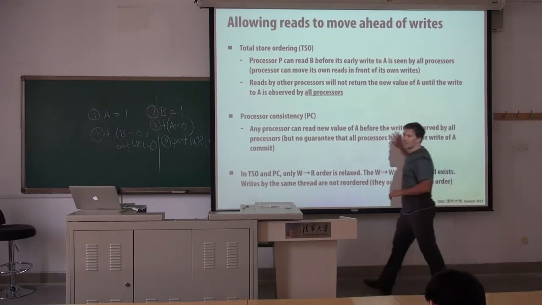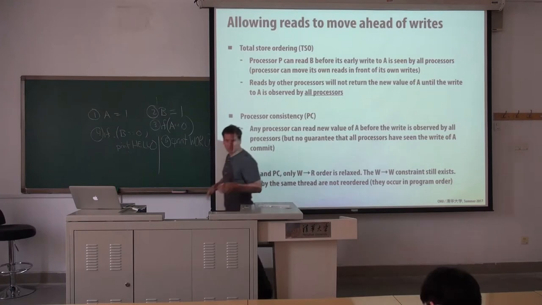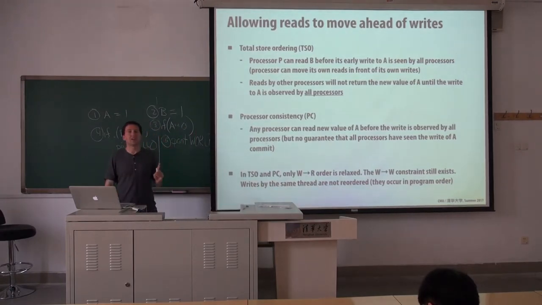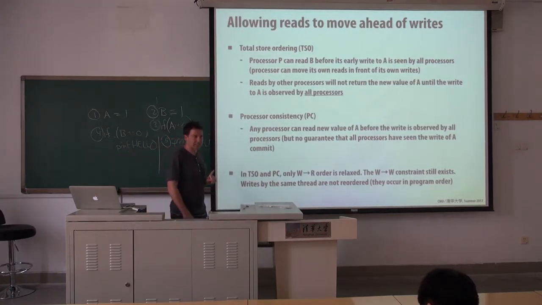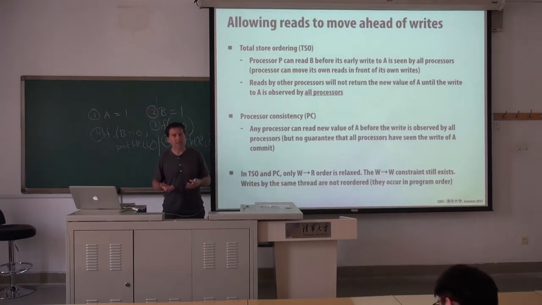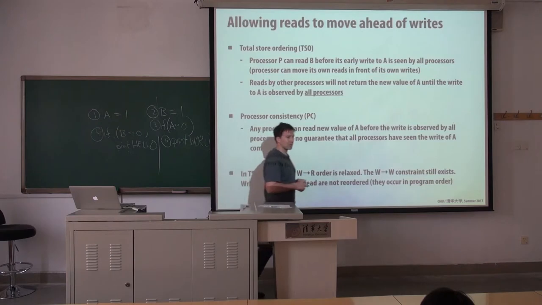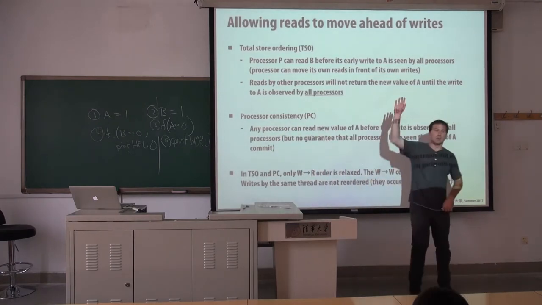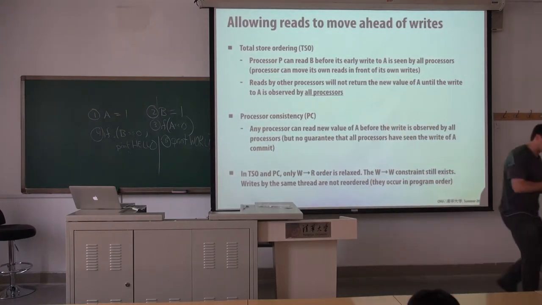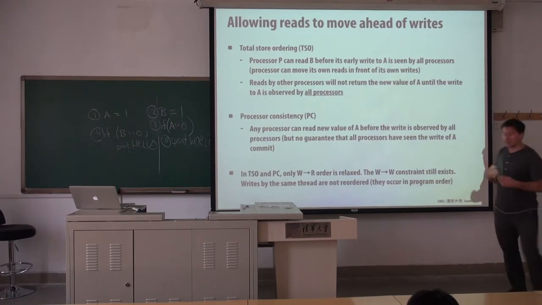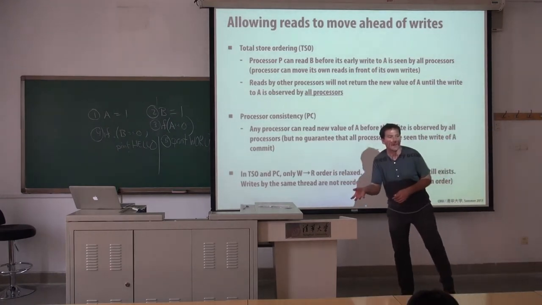And PC, processor consistency, is another form of relaxed consistency that does not provide exactly the same guarantee. It says that one thread can do a read before an earlier write is done, but news of that write gets to all the other processors at different times. You can think about a directory where I say, I'm going to write. So I go tell processor one, hey, I'm going to write, and then later I go tell processor two, hey, I'm going to write.